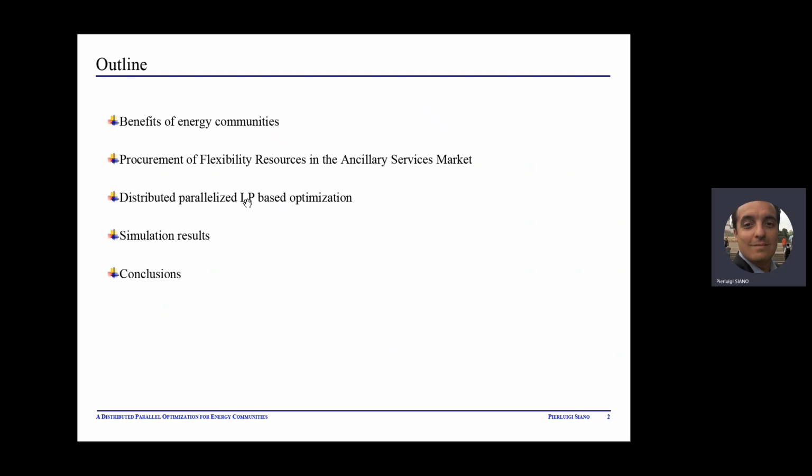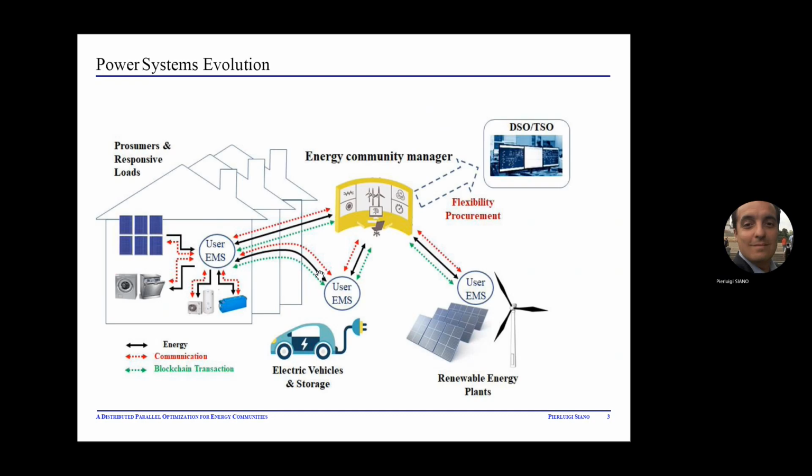Then I will describe an innovative distributed parallelized linear programming-based optimization that is scalable and privacy-preserving, allowing to deal with hundreds of thousands of prosumers without disclosing their information. I will also present some results based on a real Italian pilot project. And finally, I will present some findings and conclusions.